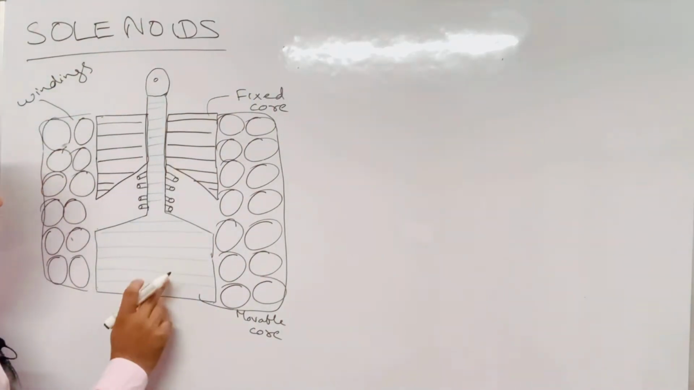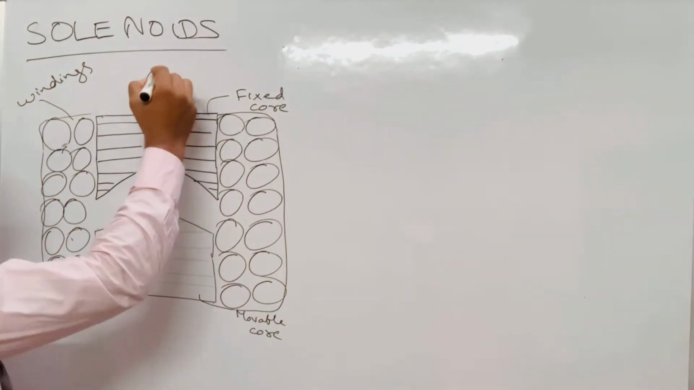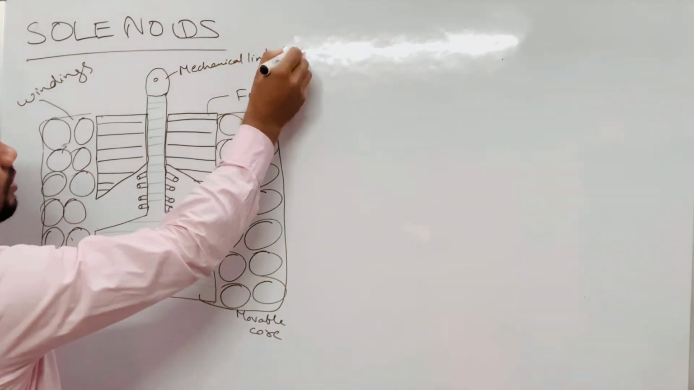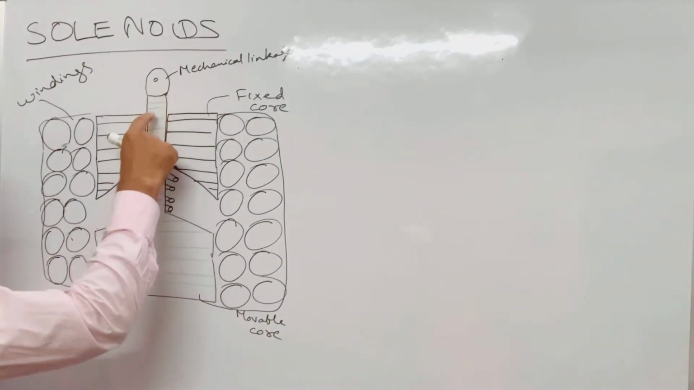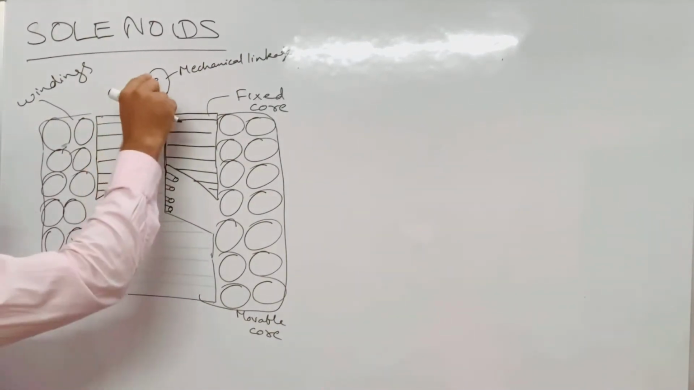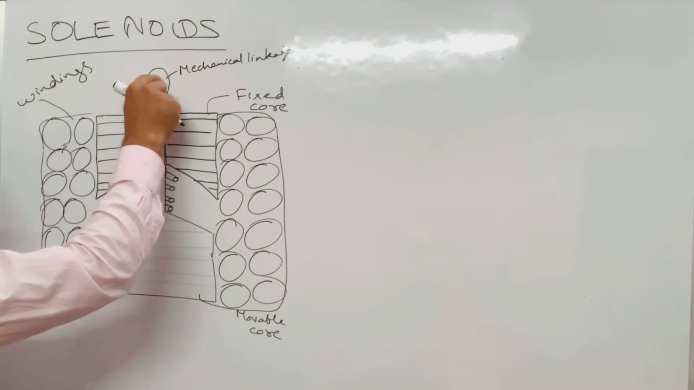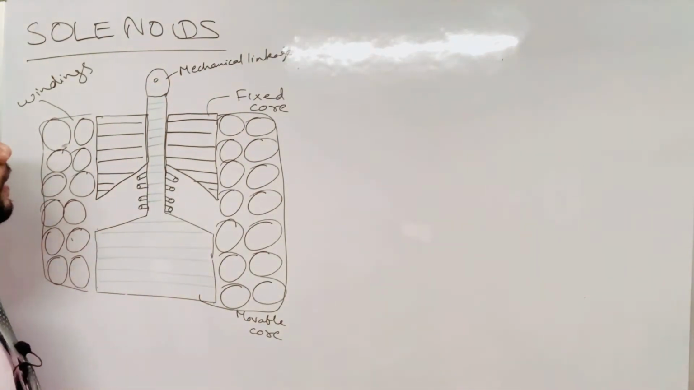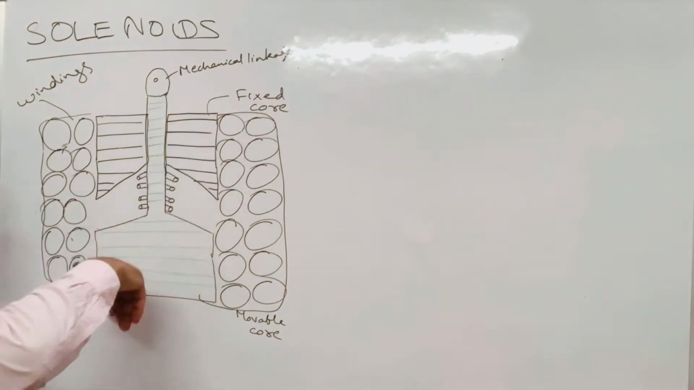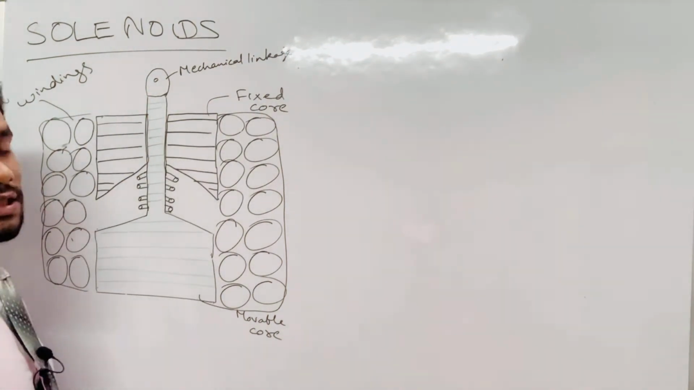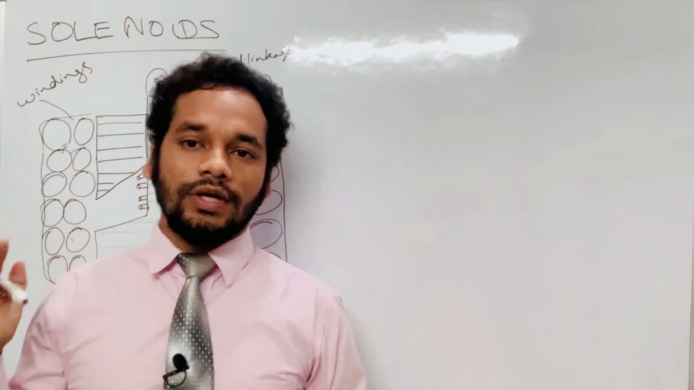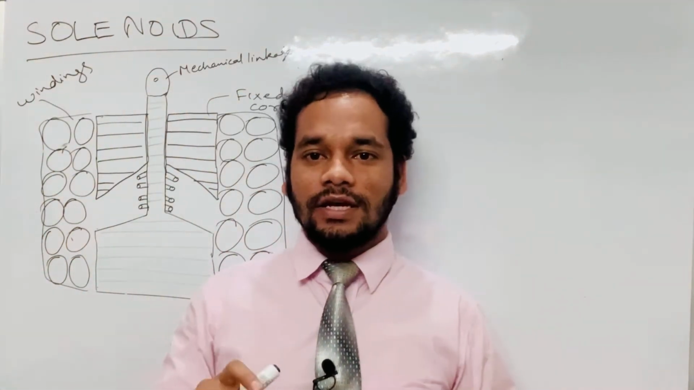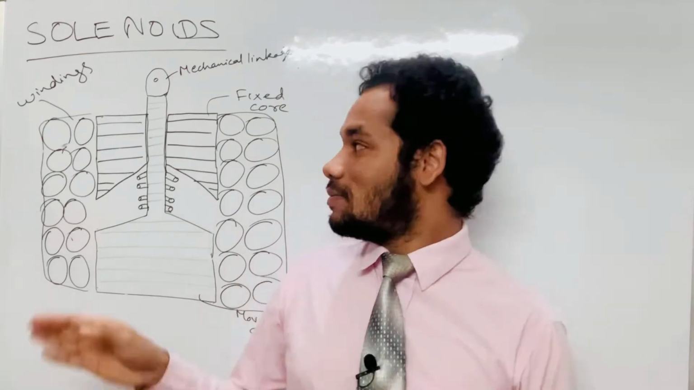And what is this? Movable core and fixed core. And what is this? Mechanical linkage, so that I can link this movement. When the core moves, this mechanical linkage can be linked to any unit such as valves, switches, anything that requires linear mechanical movement. As I told you in the beginning, friends, solenoids are devices which can convert electrical energy into mechanical movement, that is, linear mechanical movement.